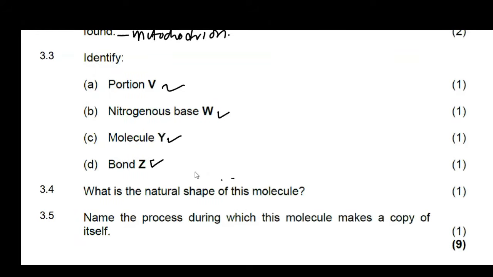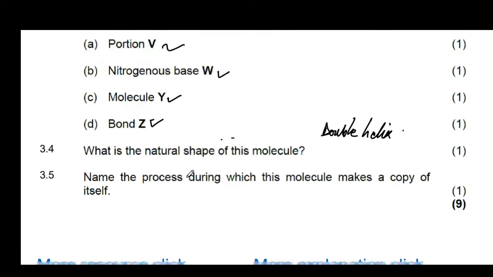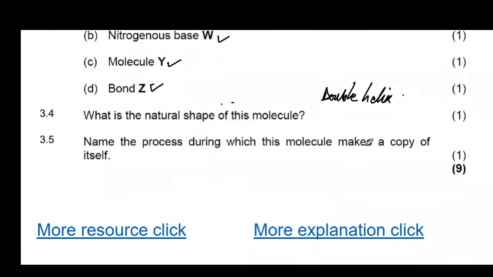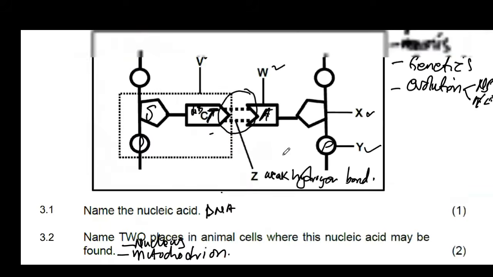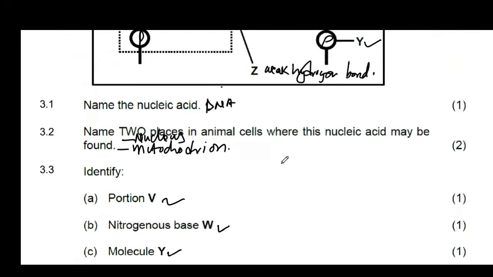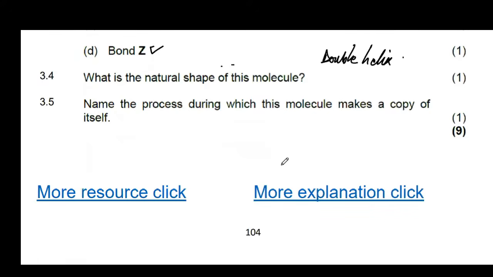What is the natural shape? When they say natural shape, many students say helical, double helical. No, the only answer we accept in exam is double helix. Nothing else. You write something different from that, we won't give you a tick. Name the process during which this molecule makes an exact copy of itself. How does DNA make an exact copy of itself? How does it replicate? So the answer is DNA replication.